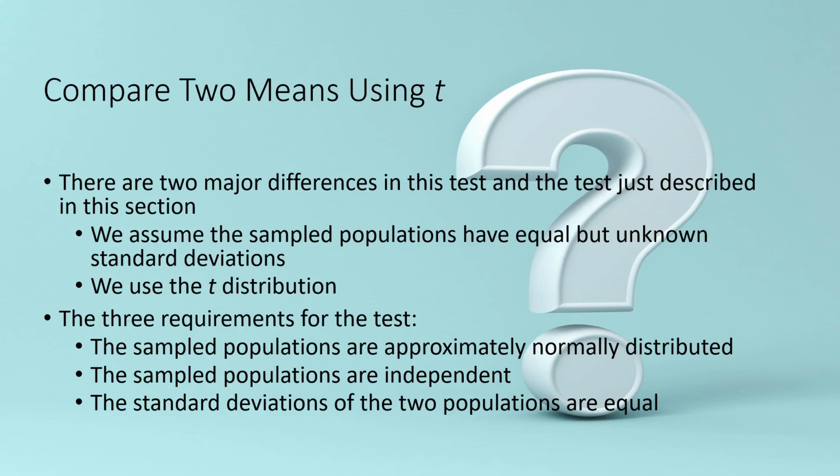So how do I compare two means using t? The test statistic that we use to compare two means is the t-distribution, assuming that the population standard deviations are not known. We have three requirements: that the populations are approximately normally distributed, that they are independent of one another, and that the standard deviations of those two populations are equal.